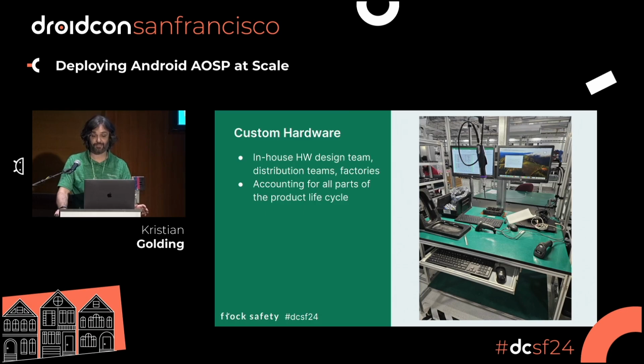We also have this hardware being custom. We have an in-house hardware design team, distribution teams and factories. The example here on your right, you can see is one of the tables where we're actually assembling the devices in the factory. And we pretty much account for all parts of the product lifecycle. Refurbishment, taking devices that have failed back in, doing whatever needs to be done, fixing the lenses, whatever the case, and putting them back out to work in the field.